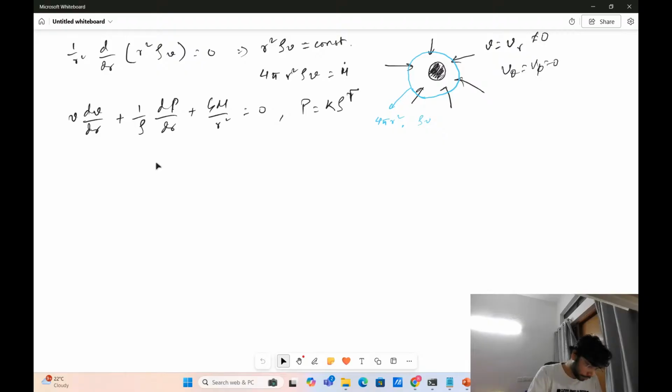Now, let's do one thing. This dp dr term, let's express this in terms of rho. So dp dr is dp d rho and then d rho dr. And dp d rho by definition is cs square, the speed of sound squared, times d rho dr.